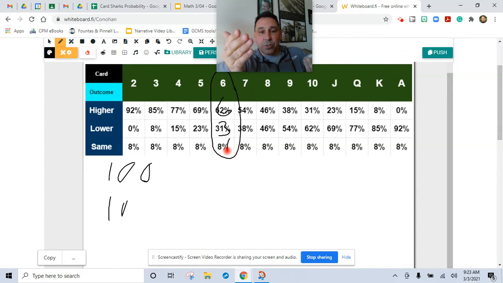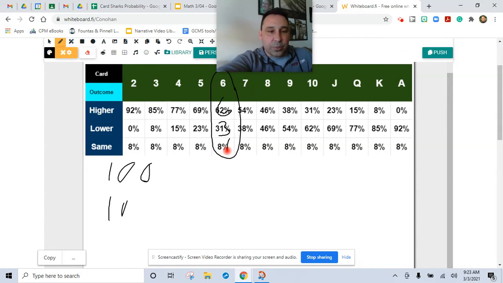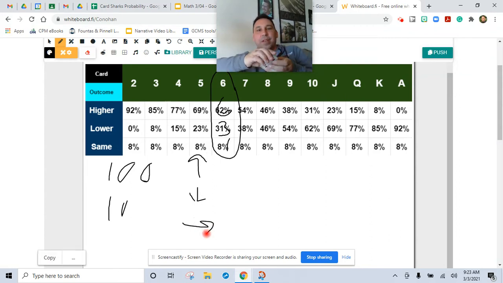We'll keep track of this for 10 times and see how many times it's higher, how many times it's lower, and how many times it's the same. As far as rules go, once I pull a card out, we'll leave it out. I won't reshuffle them. That fudges the numbers a little bit, but we just want to see if this works. So we're going to use six as our guide. Here's the first one. I'm just going to take them off the top as we go.